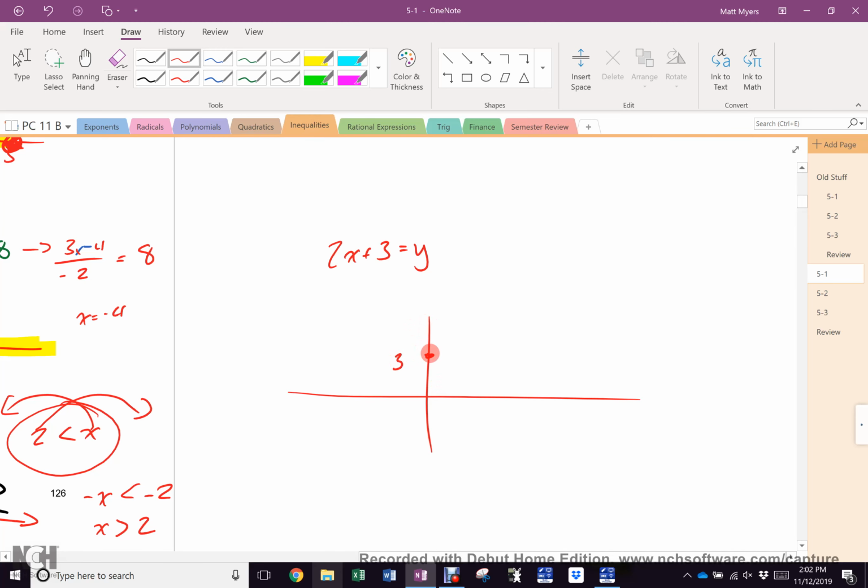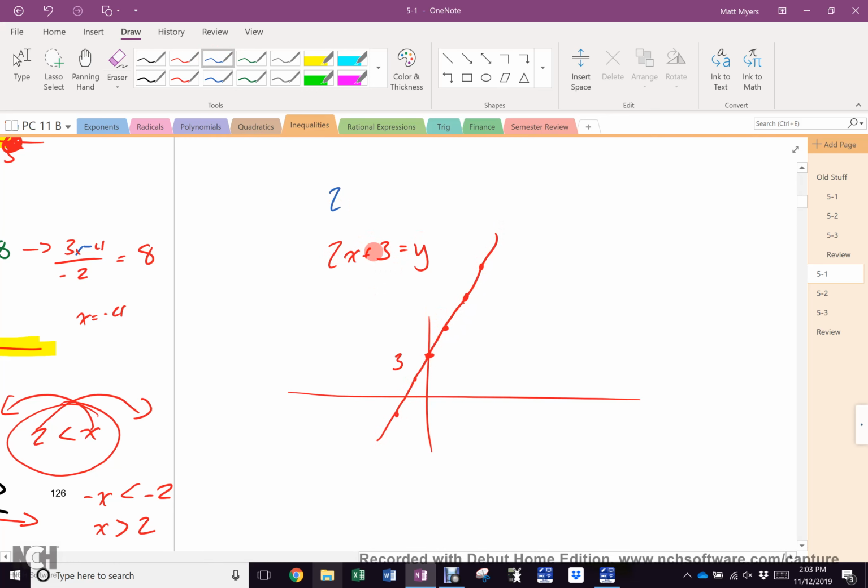I go over 1 and up 2. Right? Because this is the slope. It's a straight line. Yeah? Everyone agree? And it would look like this, correct? Now, you're intelligent young people.